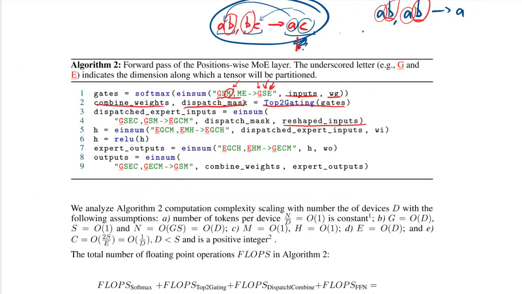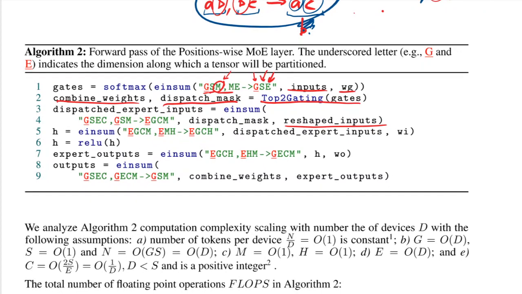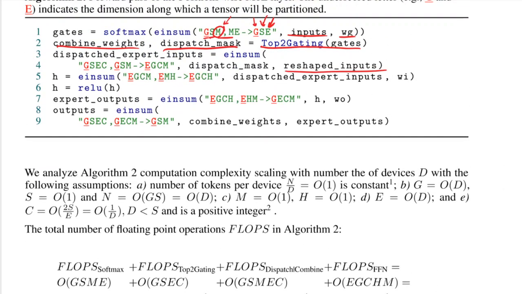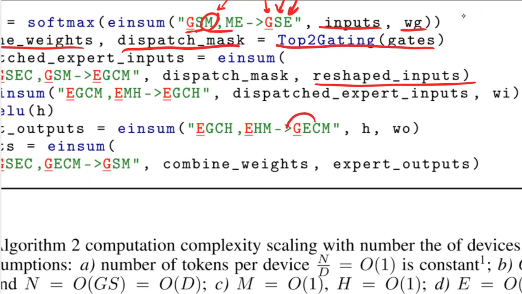And you can express pretty much any computation that is along the line. You can express the attention mechanism and so on. You can express the feedforward layers in terms of these Einstein sum notations. And the underlined dimensions here are the dimensions where we want to shard the computation.